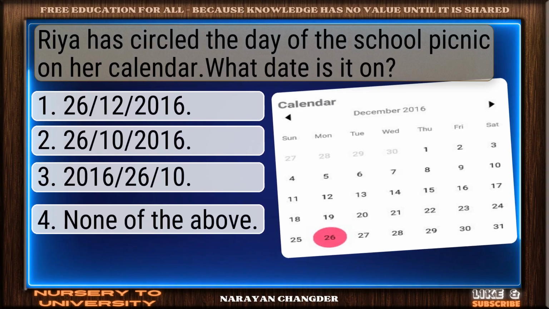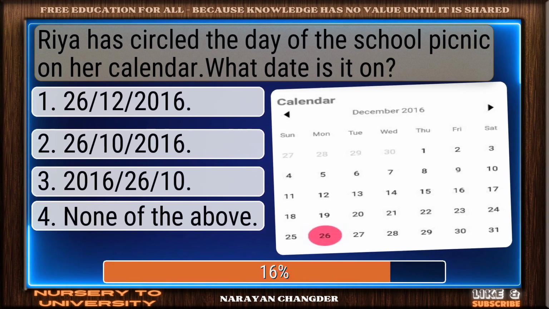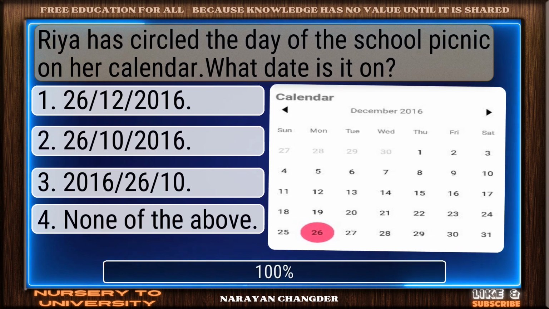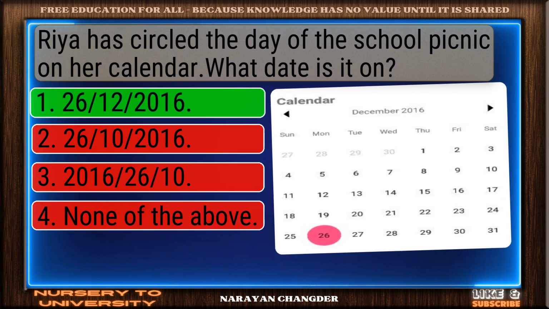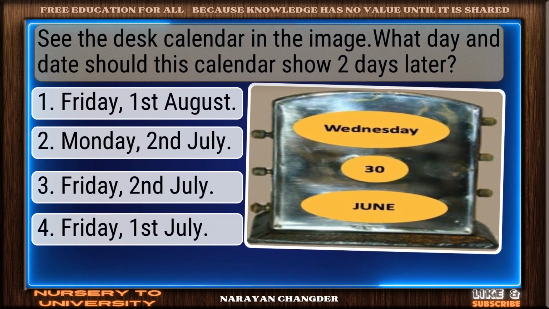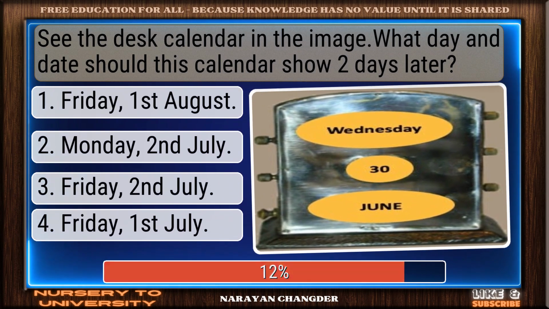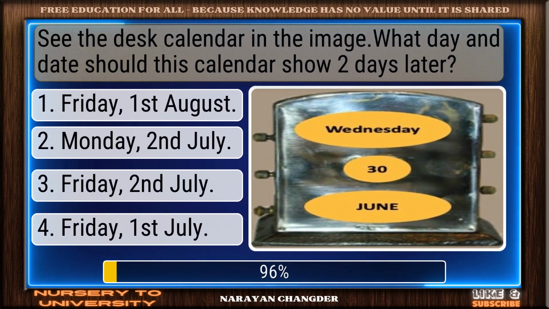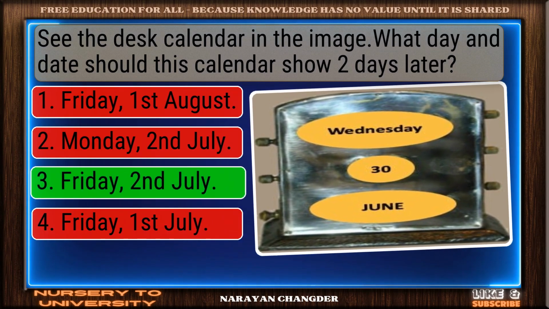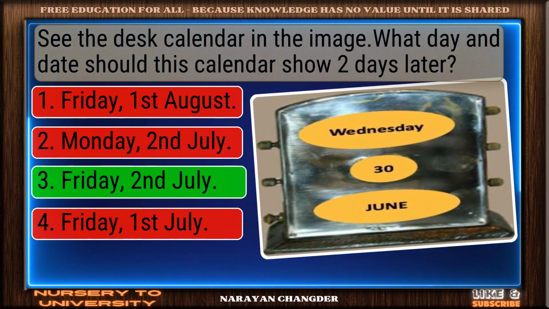Ria has circled the day of the school picnic on her calendar. What date is it on? Solid response because 2016 is a valid choice. See the desk calendar in the image. What day and date should this calendar show 2 days later? Nice selection. Friday, 2nd July is the correct and valid answer.